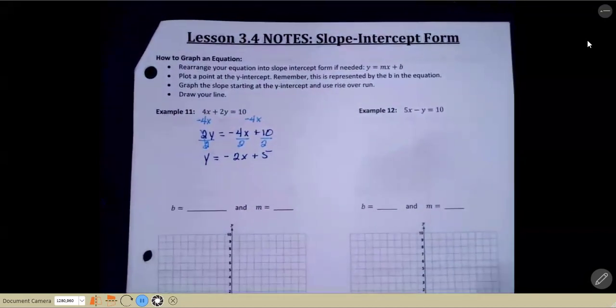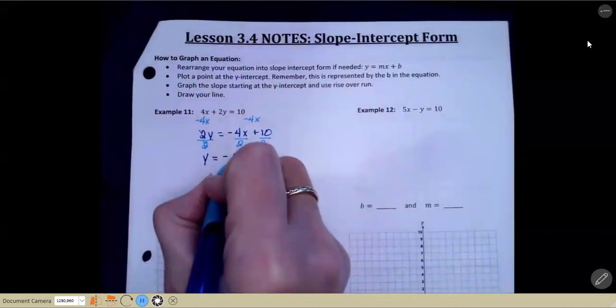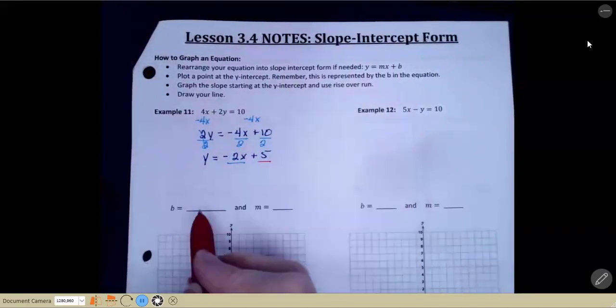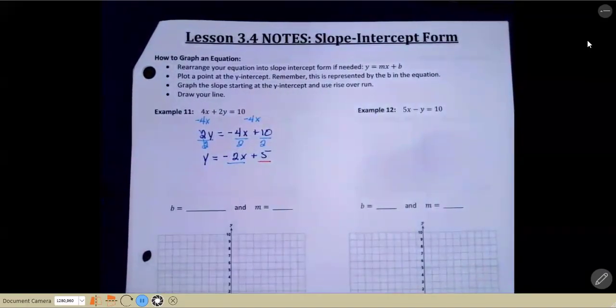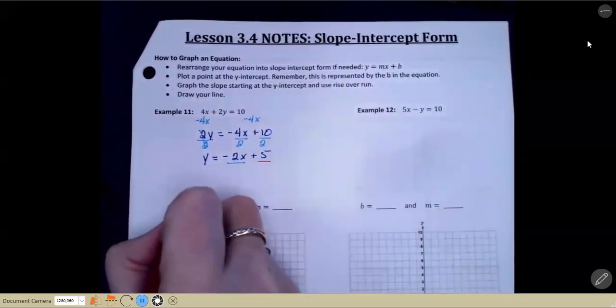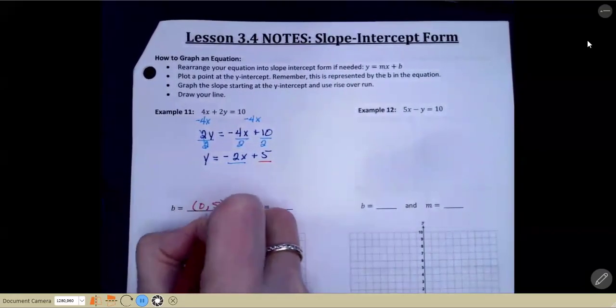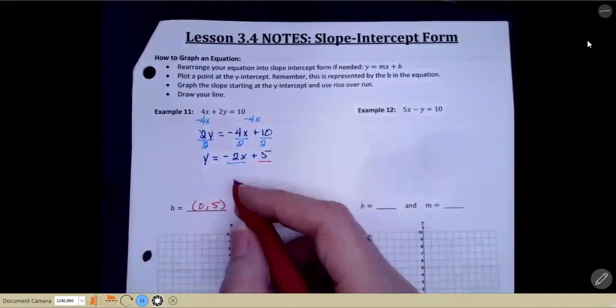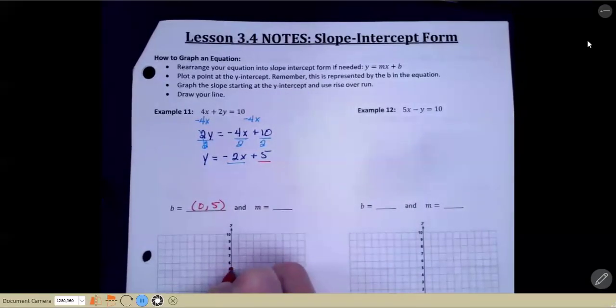So we have our slope and we have our y-intercept. So remember, the way to write our y-intercept would be 0, 5. And then we would plot a point at 5 on the y-axis, so right here. Okay.